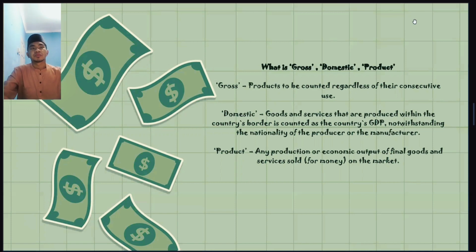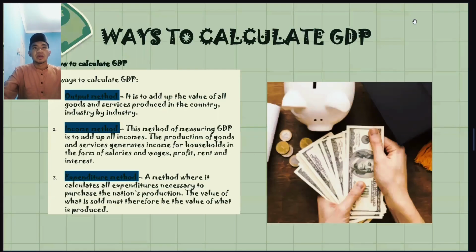So the next part is ways to calculate GDP. How do we calculate GDP? There are three ways. The first one is the output method. It is to add up the value of all goods and services produced in the country, industry by industry. And the second way is the income method.